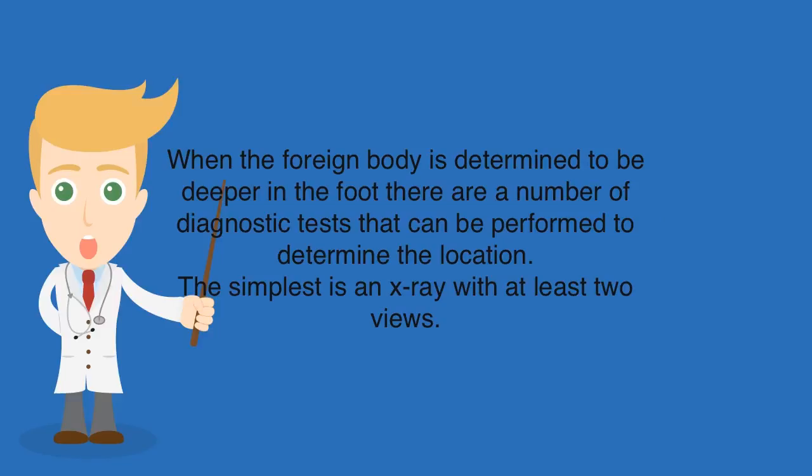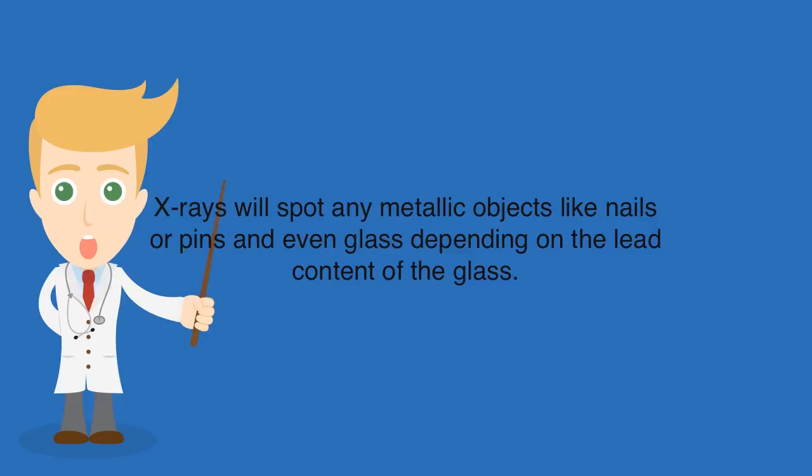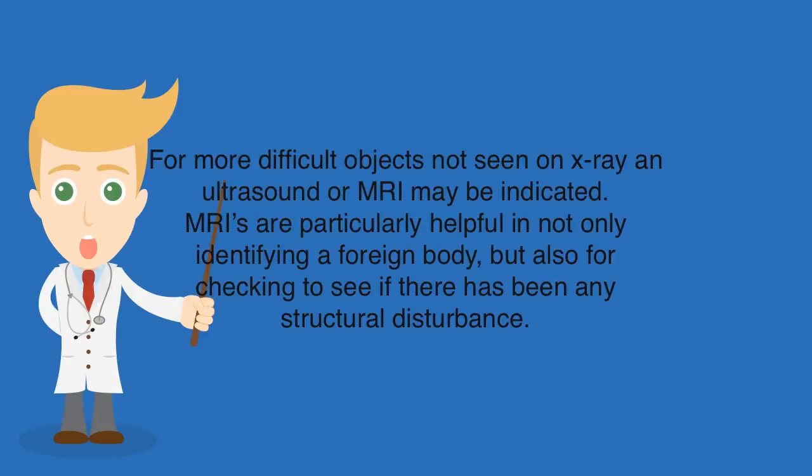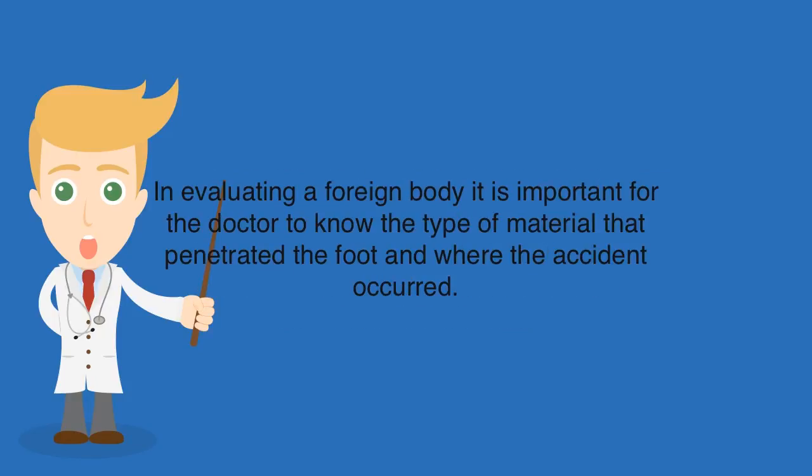The simplest is an X-ray with at least 2 views. X-rays will spot any metallic objects like nails or pins and even glass depending on the lead content of the glass. For more difficult objects not seen on X-ray, an ultrasound or MRI may be indicated. MRIs are particularly helpful in not only identifying a foreign body, but also for checking to see if there has been any structural disturbance. In evaluating a foreign body, it is important for the doctor to know the type of material that penetrated the foot and where the accident occurred.